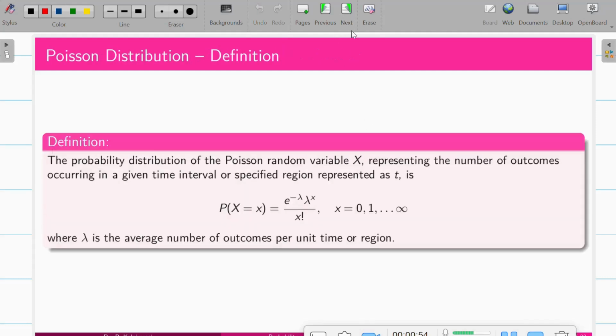Okay, so let me define the Poisson distribution. The probability distribution of the Poisson random variable representing the number of outcomes occurring in a given time interval or a specified region, represented as t, is P of x is equal to e power minus lambda, lambda power x upon x factorial, where lambda here is the average number of customers per unit time. Okay, so this is your probability distribution function of the Poisson, that is e power minus lambda, lambda power x upon x factorial, and x varies from 0, 1, 2, etc. to infinity. And lambda is the average number of outcomes per unit time.